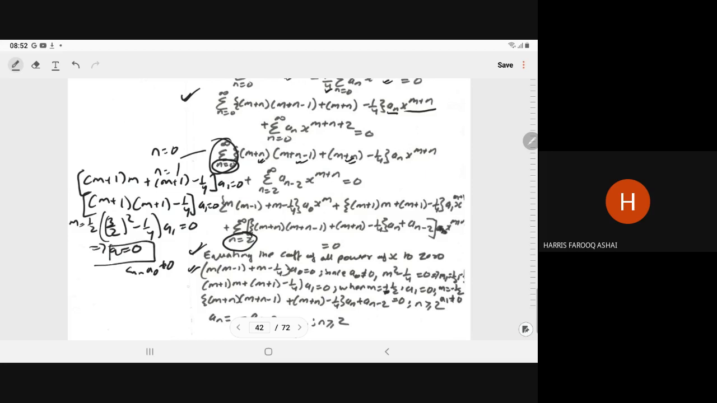So that is written here on comparing the coefficient of x to the power m plus 1. We have (m plus 1) into (m plus 1) minus 1 by 4, into a1. So when m is equal to half, it will give you a1 equal to 0. And when m is equal to minus half, then what will happen?